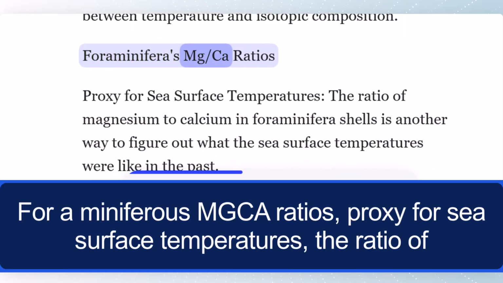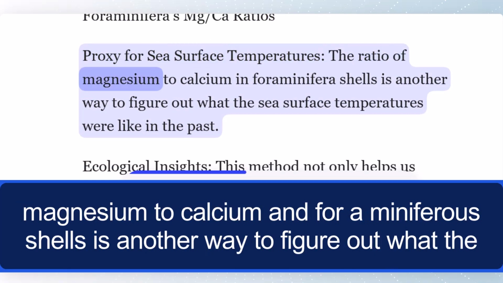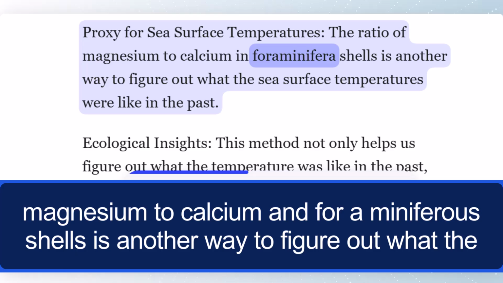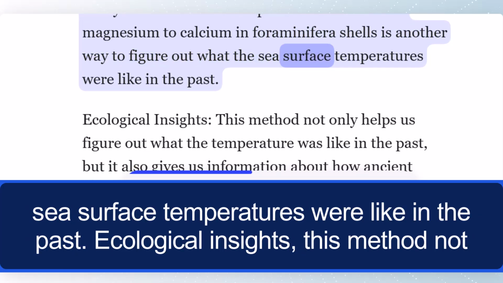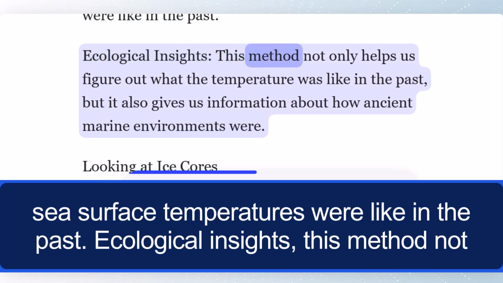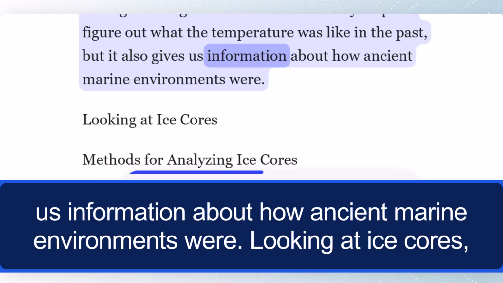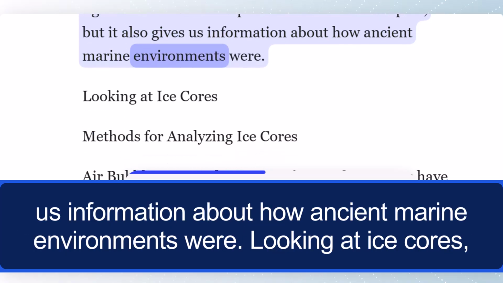Foraminifera's Mg/Ca ratios. Proxy for sea surface temperatures: the ratio of magnesium to calcium in foraminifera shells is another way to figure out what the sea surface temperatures were like in the past. Ecological insights. This method not only helps us figure out what the temperature was like in the past, but it also gives us information about how ancient marine environments were.